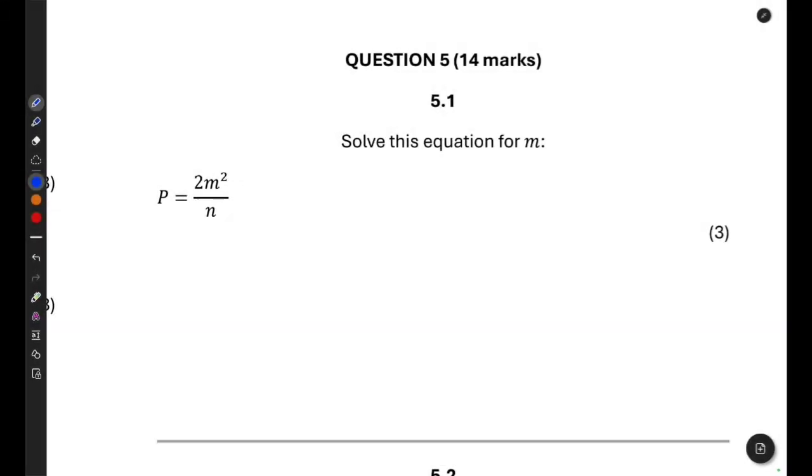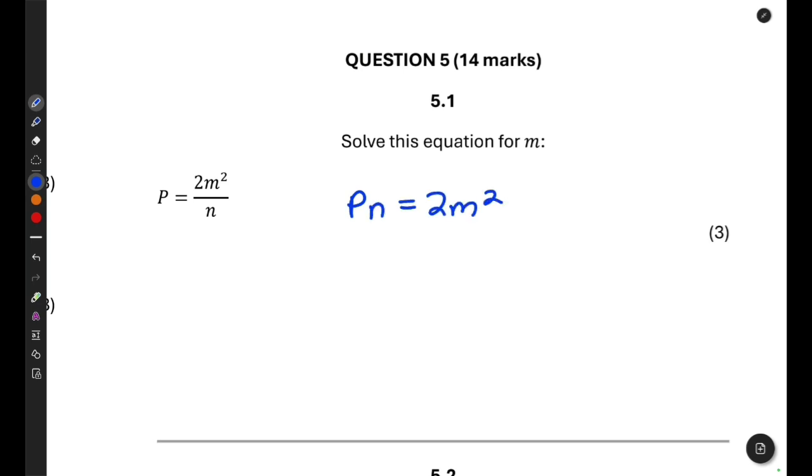Question 5. So this is the one where I have a lot of variables, and I must get a specific one alone. So in this question, they want m alone. So just follow your algebra steps. I want m alone, so I need to move the n and the 2 to the other side. So my step 1 is going to be multiply by n on both sides. So Pn equals 2m squared.